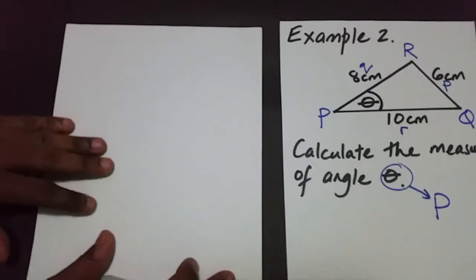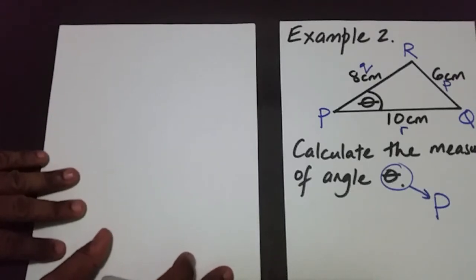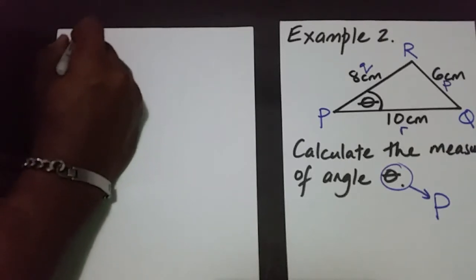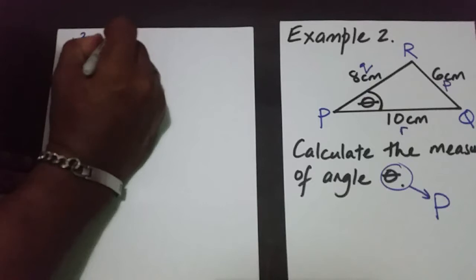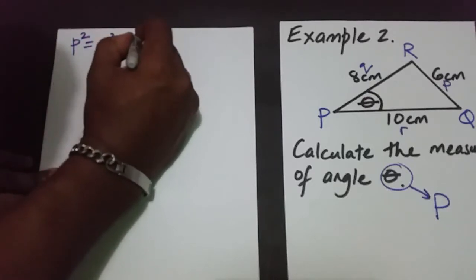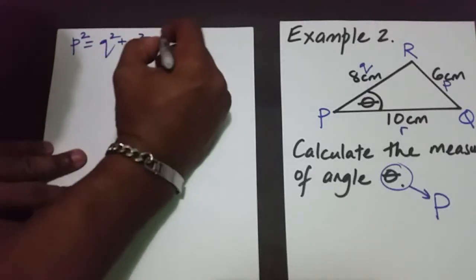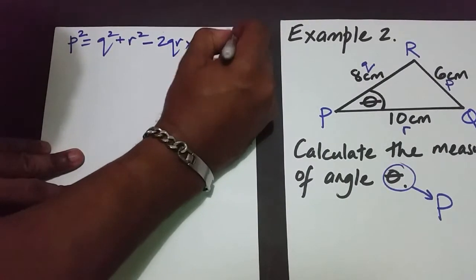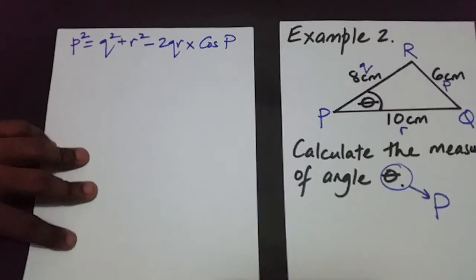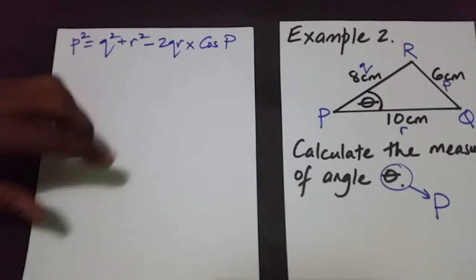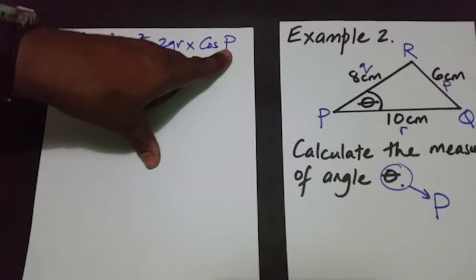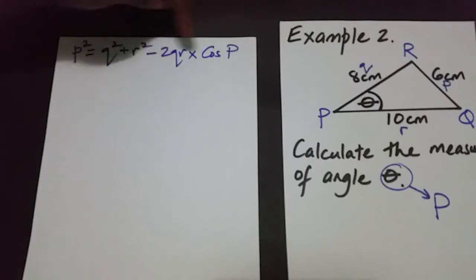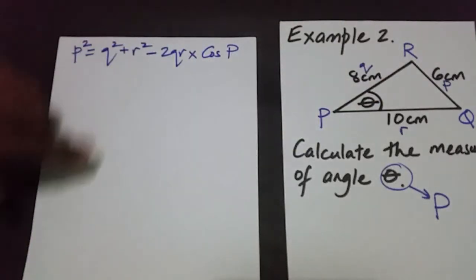because we're being asked to find theta, and theta is big P, it simply means then that we're starting the formula with P squared. So P squared is equal to Q squared plus R squared minus 2QR times the cosine of big P. Now, all we need to do is find what P is using the equation. And again, we're just incorporating the letters used in the diagram into the formula.